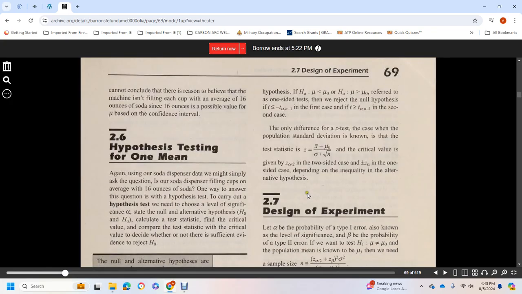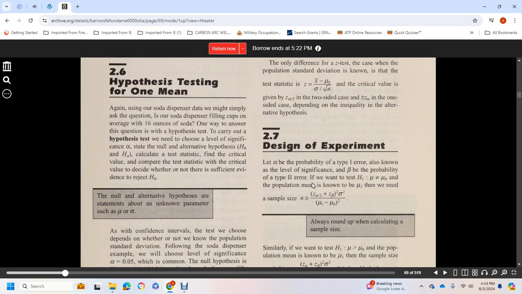And it goes into an example. Let's move on to 2.6, hypothesis testing for one mean. Again, using our soda dispenser data, we simply ask the question: is the soda dispenser filling up an average of 16 ounces of soda? One way to answer this question is with a hypothesis test. To carry out a hypothesis test, we choose the level of significance alpha, state the null and alternative hypotheses, calculate the test statistic and critical value, compare them, and decide whether or not there is sufficient evidence to reject the null hypothesis.